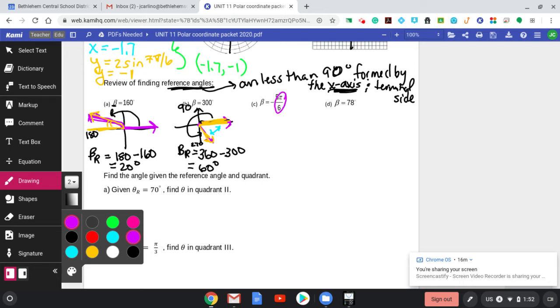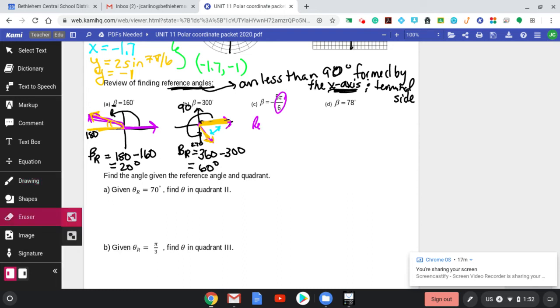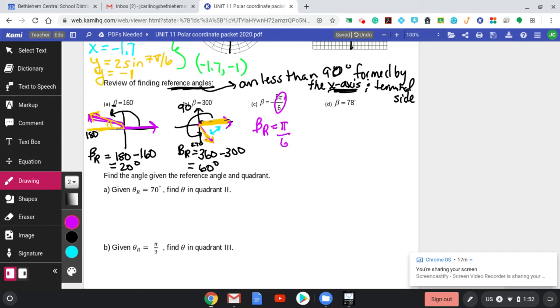Pi over 6, done. Oh, I want to make sure I get the notation done. Okay, so anytime it's in radians, I can just take off whatever number is being multiplied in the numerator, and it's going to give me my reference angle, pi over 6, done.